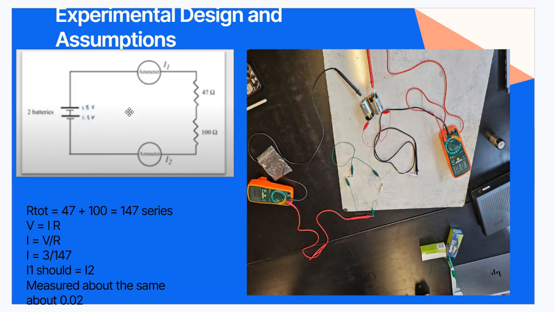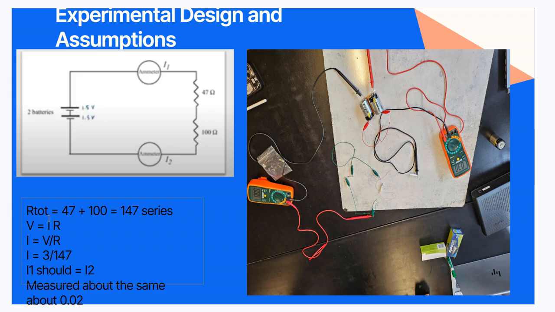Experimental design and assumptions. So here's the design they gave us. Here it's set up. You can see the 2 ammeters, the resistors, the battery, the light, whatever else you want. You can look at it if you really want to. So we're going to do loop rule here.